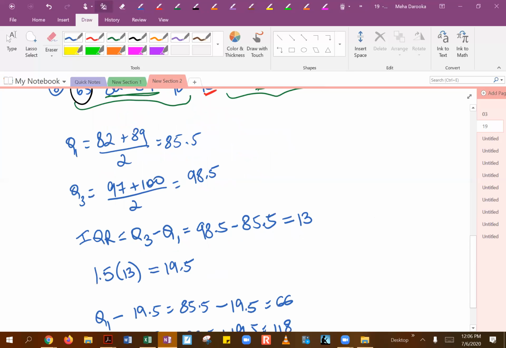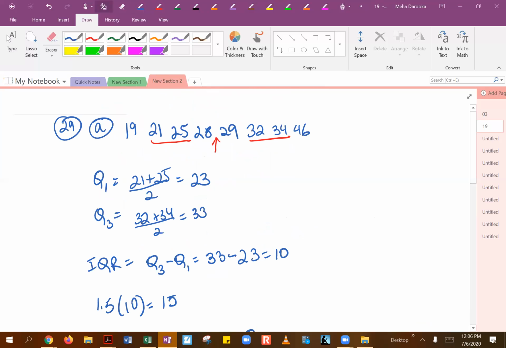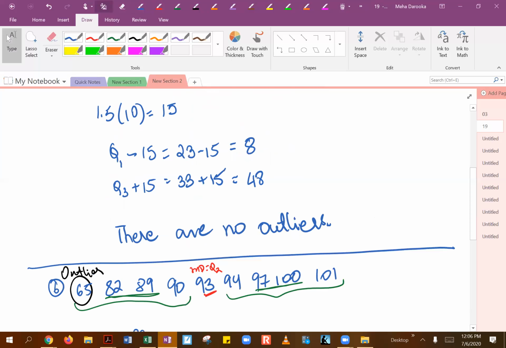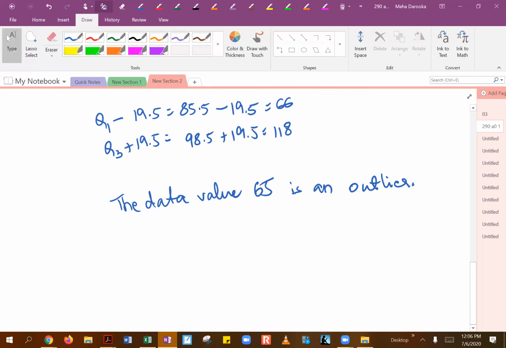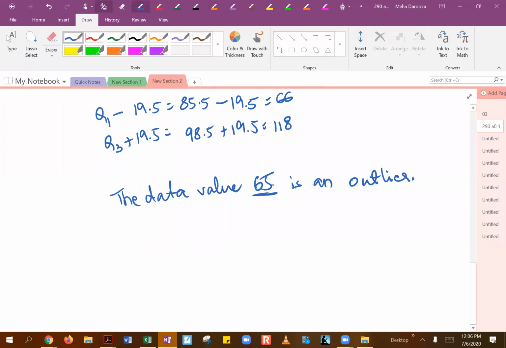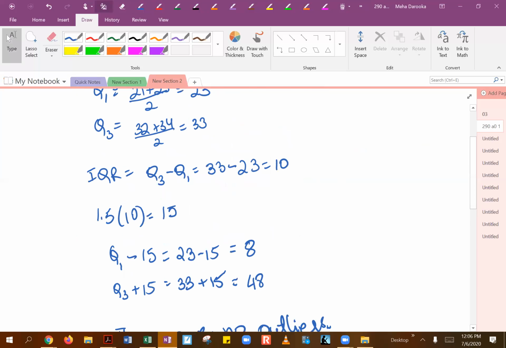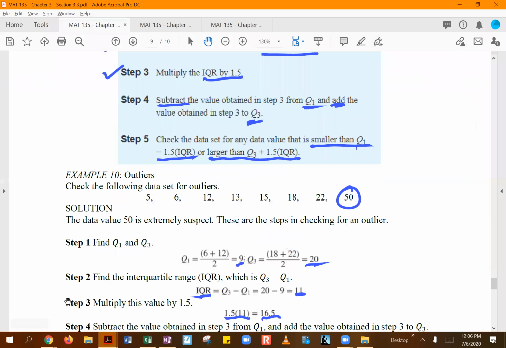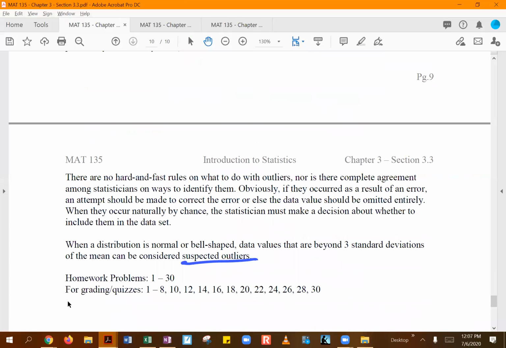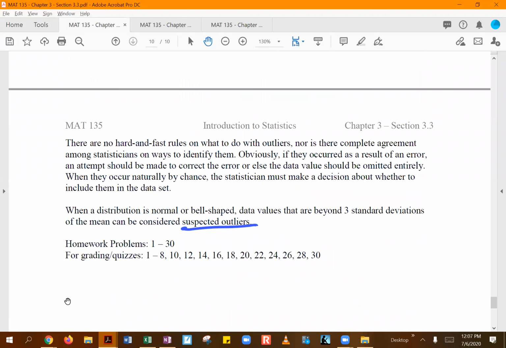Okay, so you can see in both these examples we did with part A, we had no outliers, everything stayed within the limits of 8 to 48. But then in part B, we of course ended up getting 65 as an outlier. So this depends on each kind of data set, but this is a really nice way of definitely getting an answer whether you have an outlier or you don't. And that's kind of what these examples here talk about.